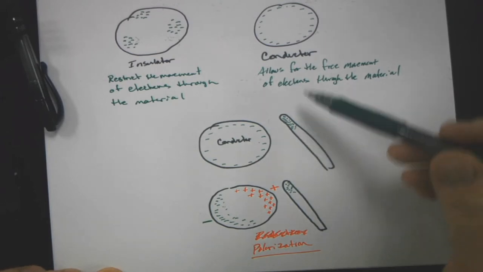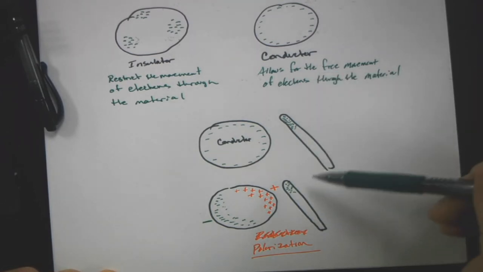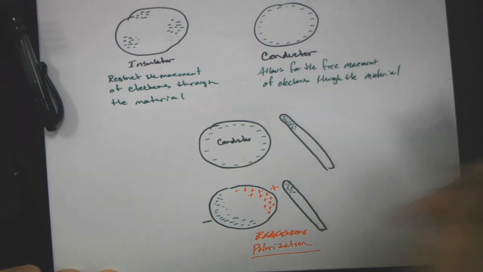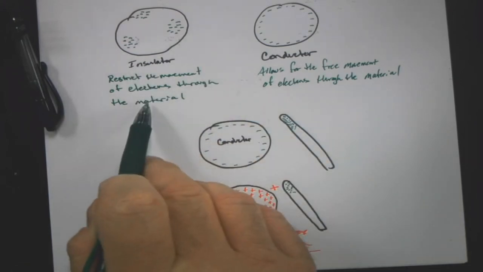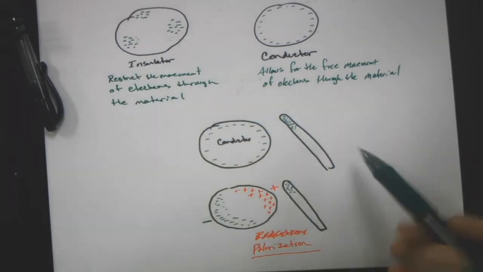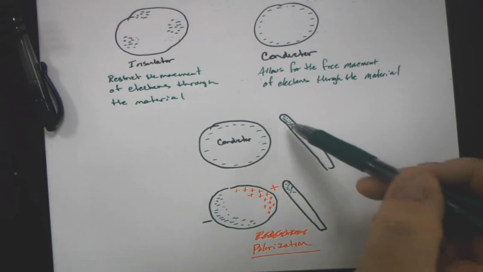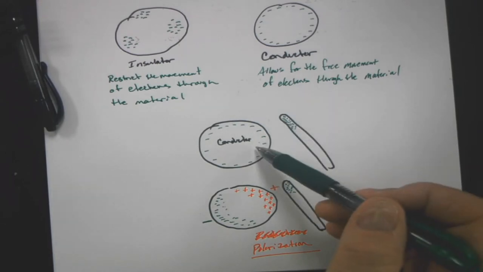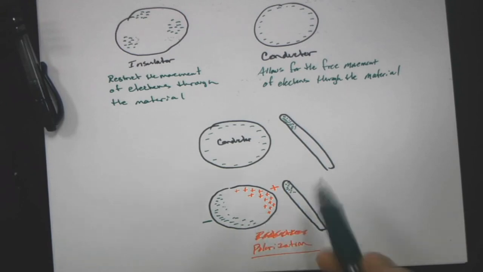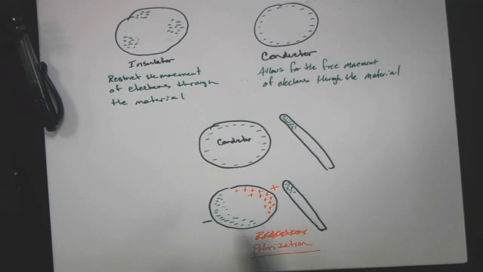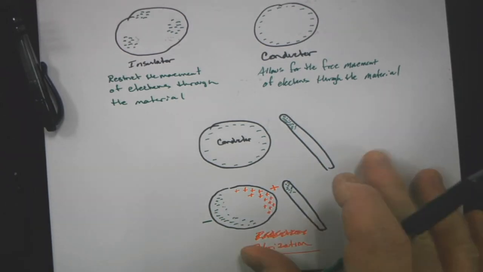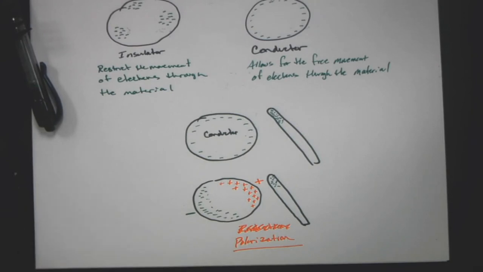Okay. So, that's really about it for this one. We have insulators that restrict the movement of electrons, conductors that allow for the free movement, and when you bring a charged article near a conductor, you create this polarization. You create a concentration of positive on one side and a concentration of negative on the other, which makes a polar object. Okay. And that should be enough for you guys to get through pages 5 through 8 in your homework tonight.